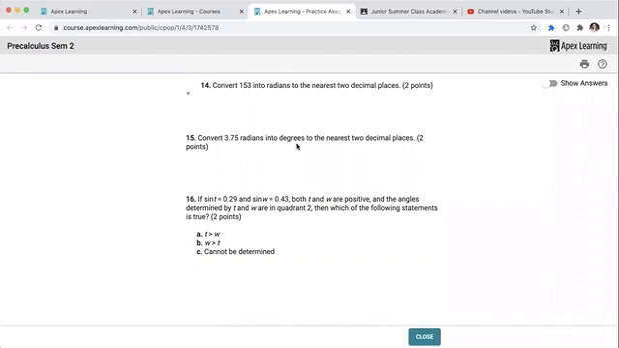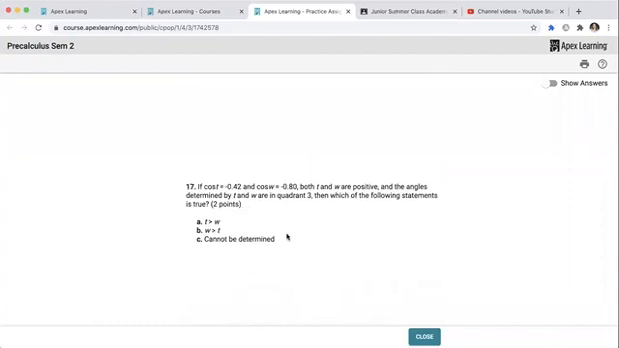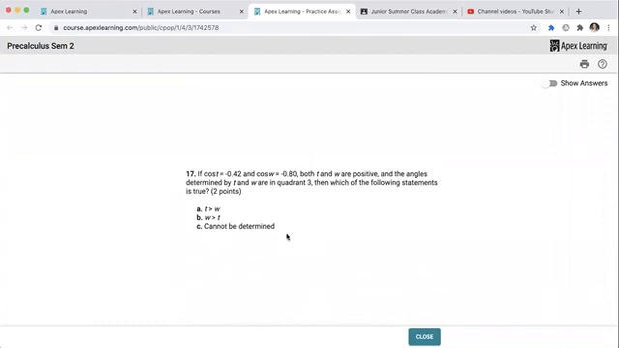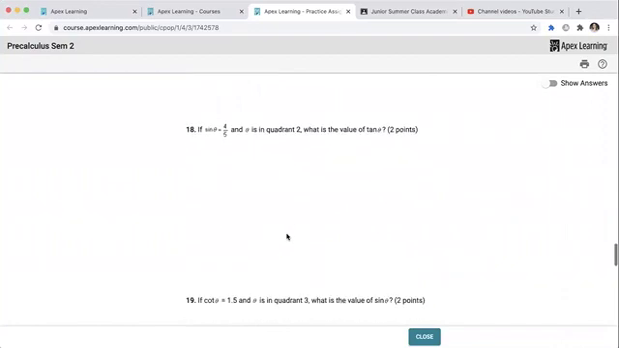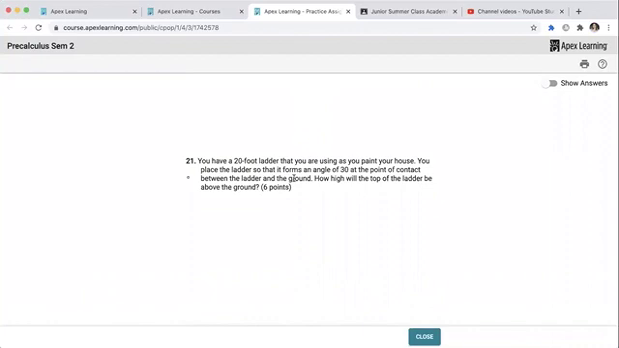Converting between radians and degrees, hopefully we're all good with that. It's just basic unit cancellation. And then your word problems. Picking out what you know or what you need to know, and then finding an equation that fits it.